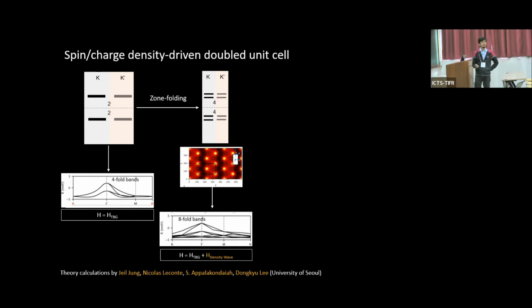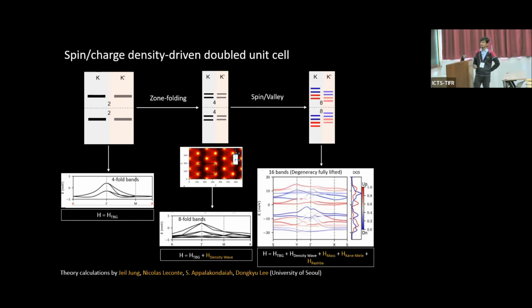Now, since there is WSe2 on top of twisted bilayer graphene, you can expect a proximity-induced spin-orbit coupling in the system. So when we include the spin-orbit coupling and the mass term from WSe2, we can see the 16 bands, okay, and the degeneracy is lifted.